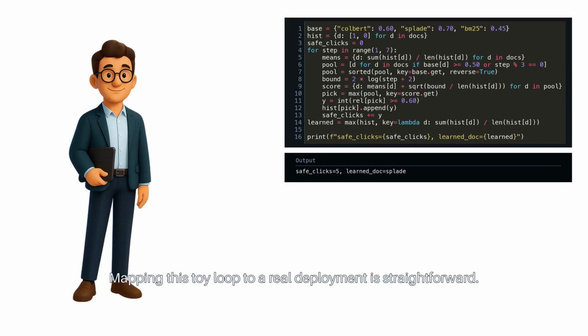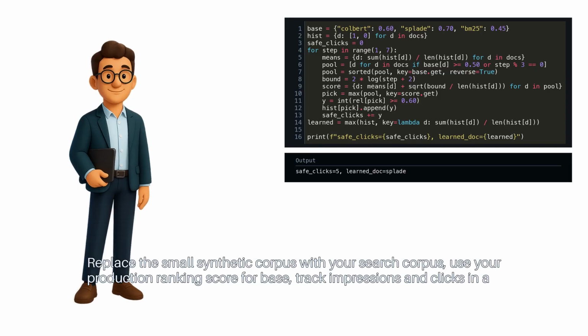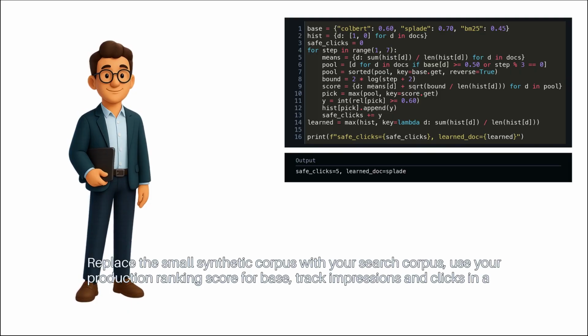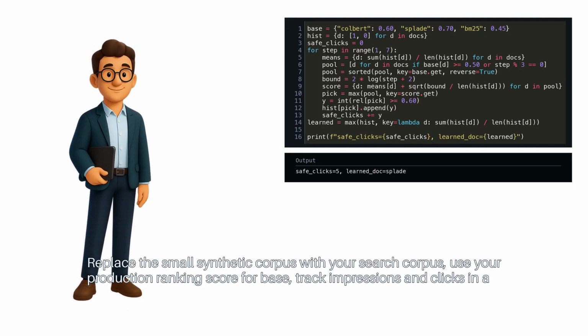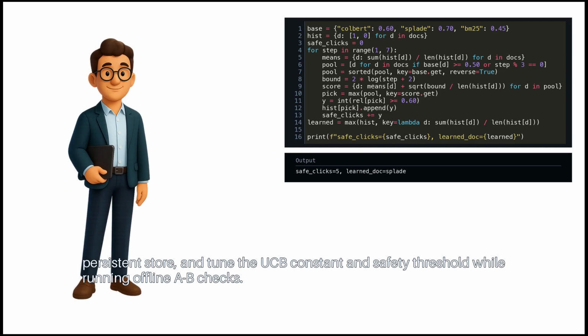Mapping this toy loop to a real deployment is straightforward. Replace the small synthetic corpus with your search corpus, use your production ranking score for base, track impressions and clicks in a persistent store, and tune the UCB constant and safety threshold while running offline A/B checks.